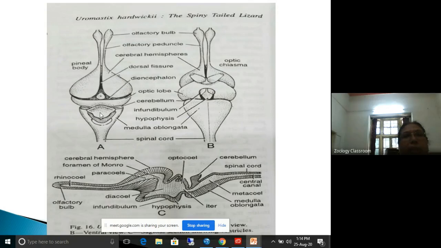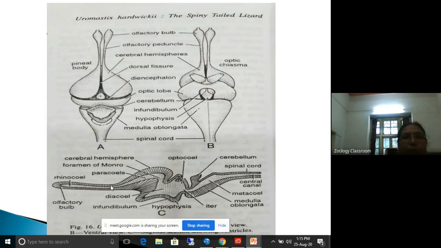Then in the hindbrain, there is a diamond shaped structure called the cerebellum. It is poorly developed, not well developed. The second part is the medulla oblongata. It is broader on the anterior side and narrow at the posterior side, where it joins the spinal cord. The anterior part shows the posterior choroid plexus, and this choroid plexus secretes the cerebrospinal fluid. So these are the cavities. In the olfactory lobe or olfactory bulb, the cavity is called the rhinocele.